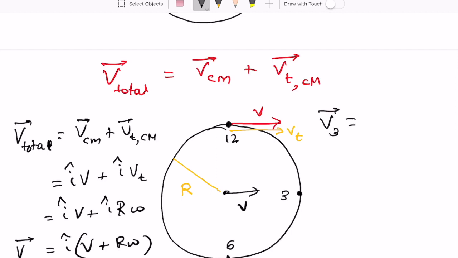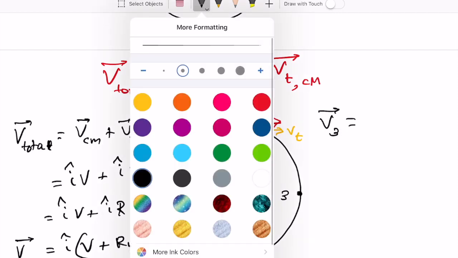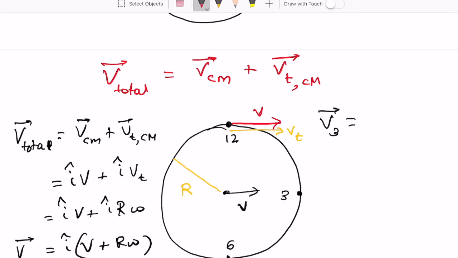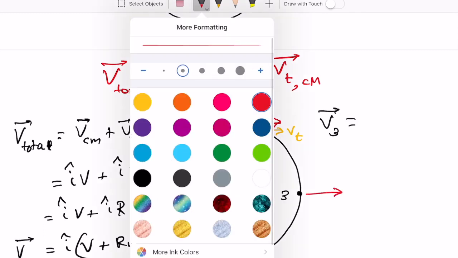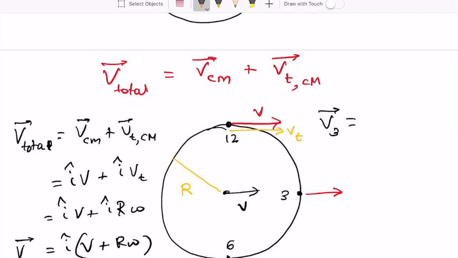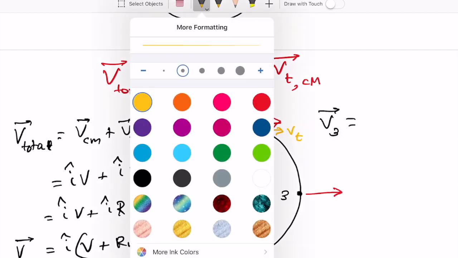The total velocity of the 3 o'clock point, let's just look at both its velocities. So it has one velocity in the tangential direction, and it has another velocity in the, what is the direction? I'm sorry. It has one velocity in the same direction as the center of mass. That's the one that I just drew. That's the v.